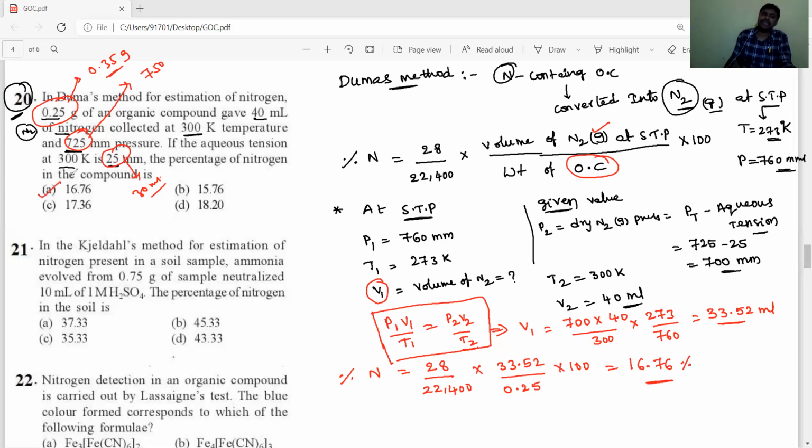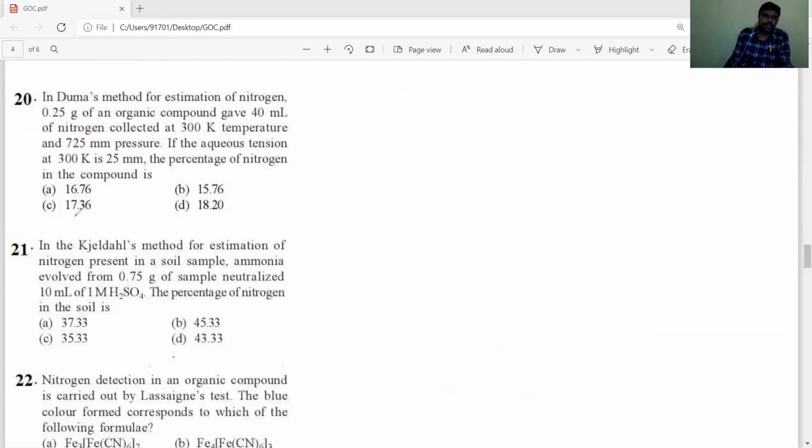This is the Dumas method. In the Dumas method, the nitrogen-containing organic compound is converted into nitrogen gas. In that case, how much percentage of nitrogen is present is given by this formula. This formula is very, very important. Okay, let's see the 21st question, on the Kjeldahl method. This is also very, very important, dear students.